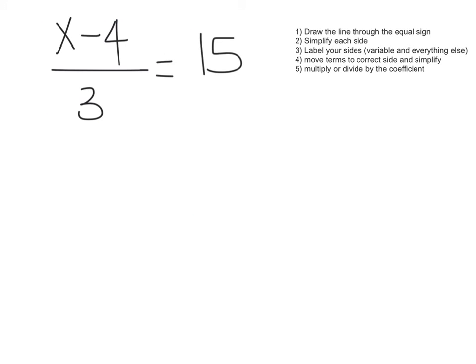And our last problem, we have x minus 4 divided by 3 equals 15. So the first thing I'm going to do, as I have before, is I'm going to draw my line through the equal sign to separate my sides. And then I'm going to look to see if I can simplify either side. Simplifying means I'm combining like terms or distributing. Well, if I look on the left side, there's nothing I can combine together. If I look on the right side, there's also nothing I can combine together. So I'm going to ignore this simplify each side step.